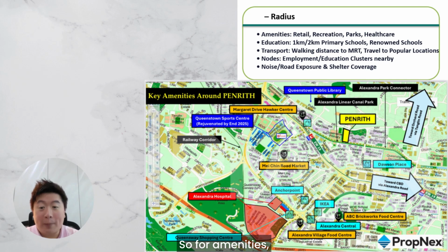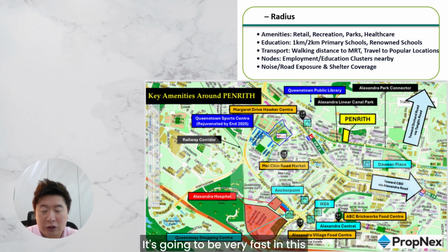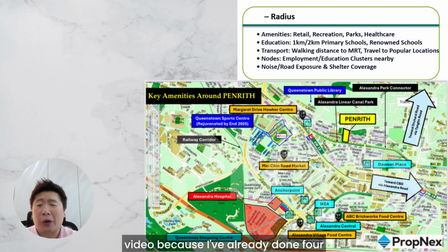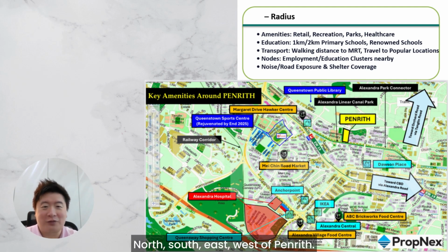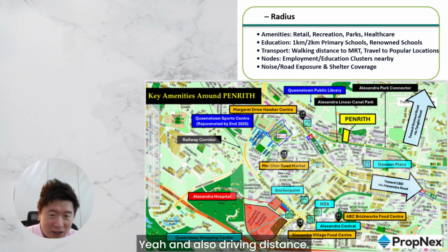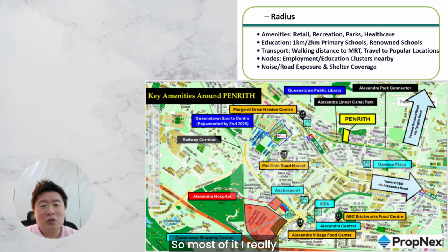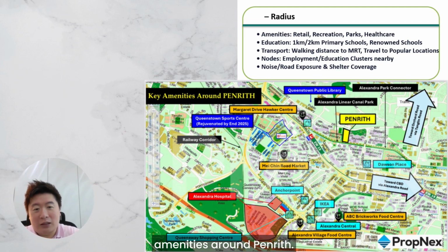Okay, so for amenities, or rather radius, I'm not going to cover too much. It's going to be very fast in this video because I've already done 4 videos on it in my walkabout video, north, south, east, west of Penrith. And also driving distance. So most of it I really covered already. So I'm just going to give you a quick view of the key amenities around Penrith.